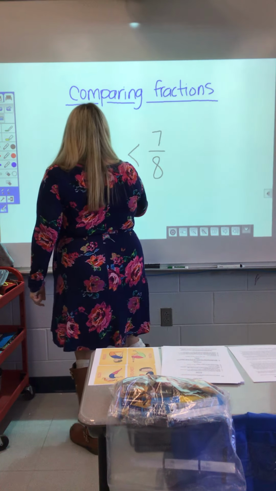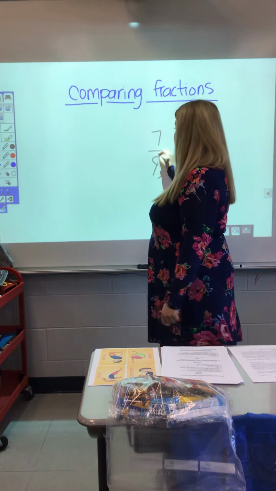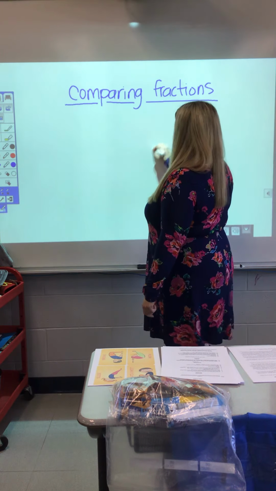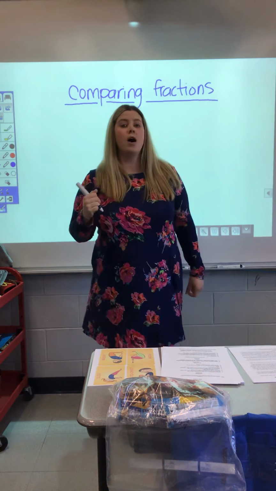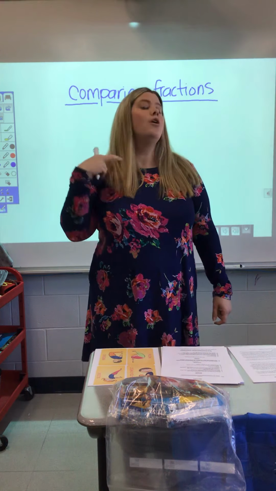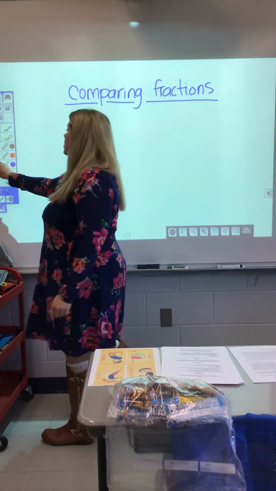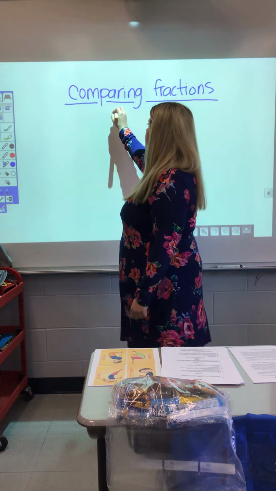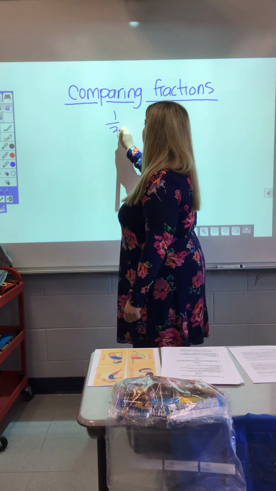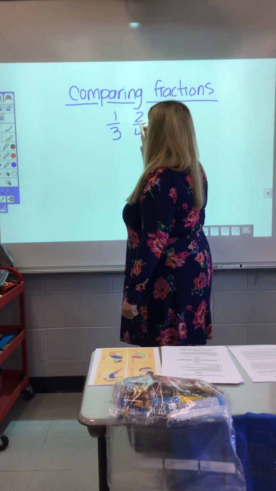So, the first way we can do that is by making a model, okay? And when I say make a model, I'm saying draw a picture or a number line. Either one of those counts as a model. So let's say I have these fractions, 1/3 and 2/4.